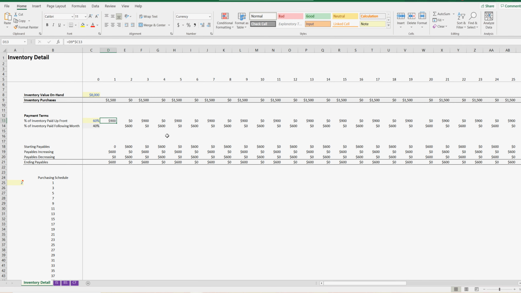And this is a pretty good place to start if you're doing inventory forecasting within formal financial statements like a three statement model.